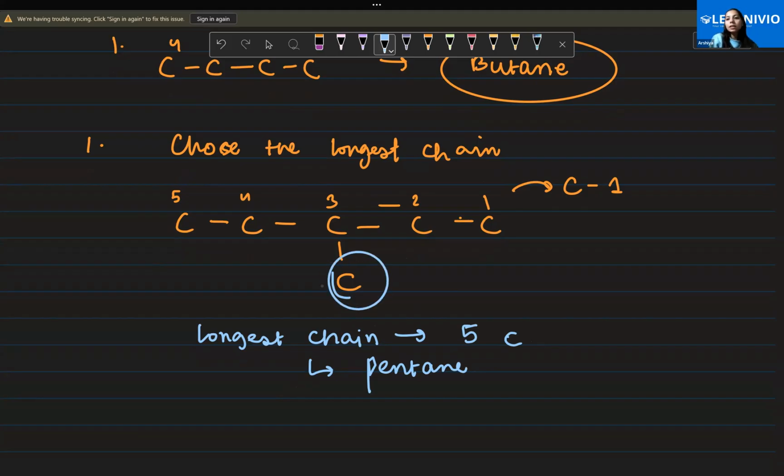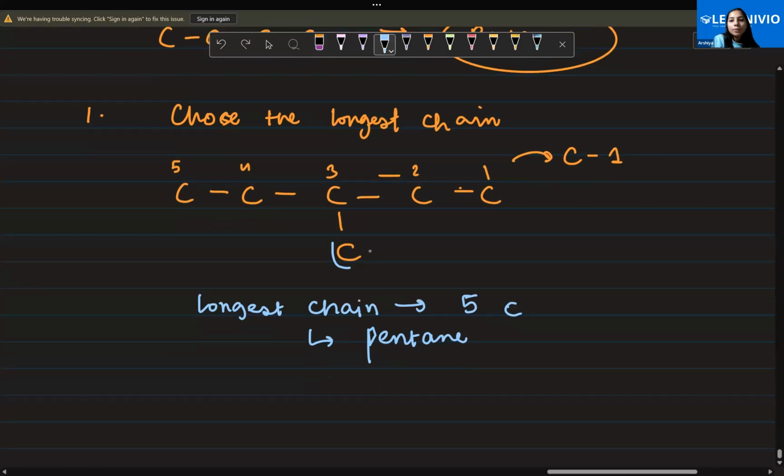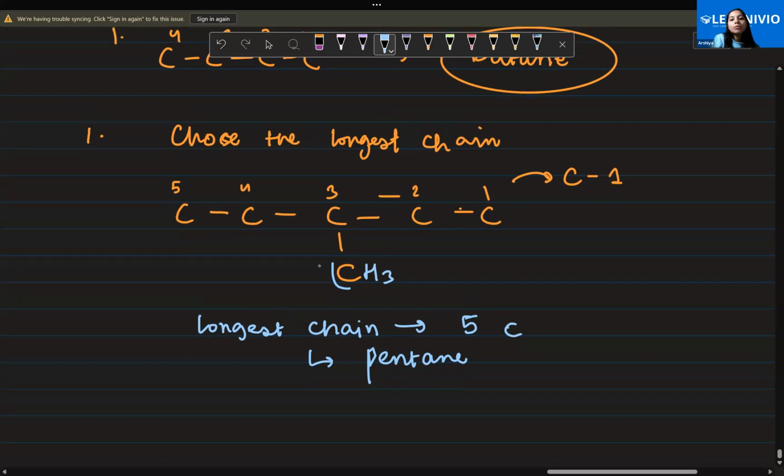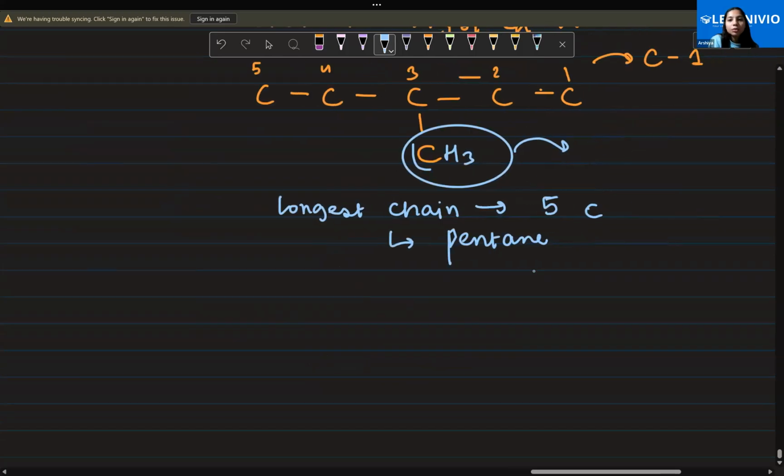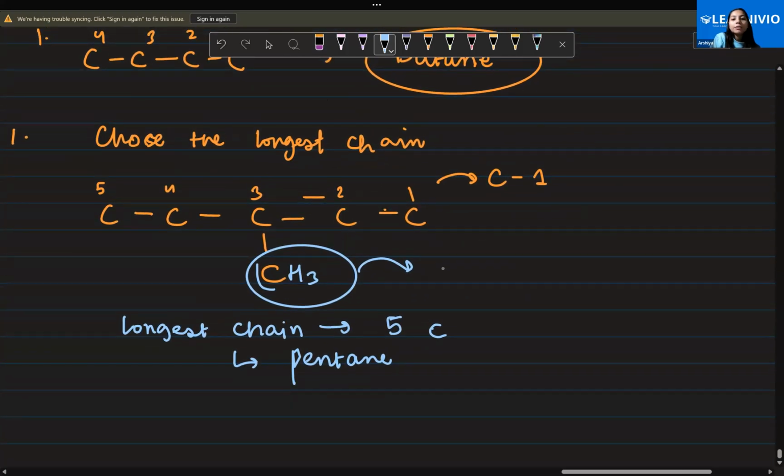We can't just ignore this carbon. It's still there in the chain, right? So if I want to satisfy the valency, how many hydrogens will I attach to this carbon? It's already bonded on one side. How many valencies are remaining? How many bonds can I make? Three bonds are remaining. So can I write it as CH3? Yes, ma'am. So now I just told you the name for CH3. Methyl. Yes, methyl. I'll call this methyl.